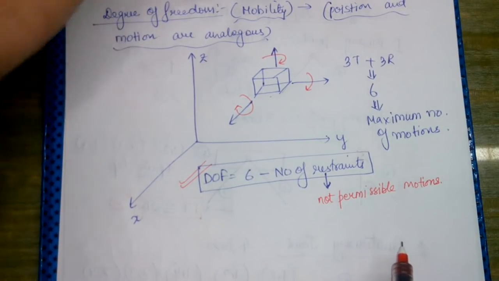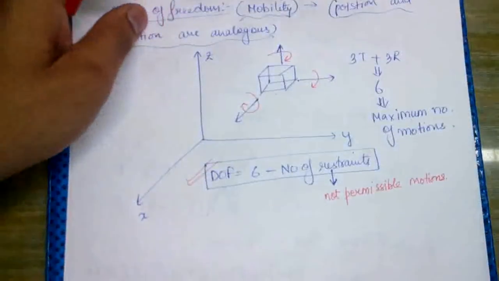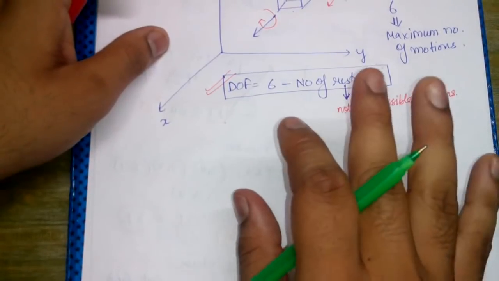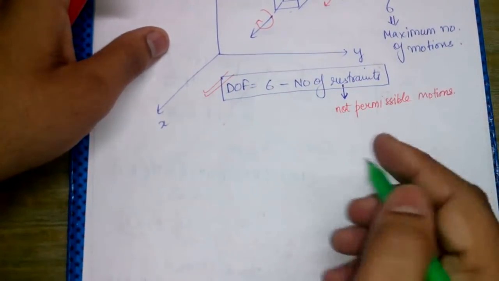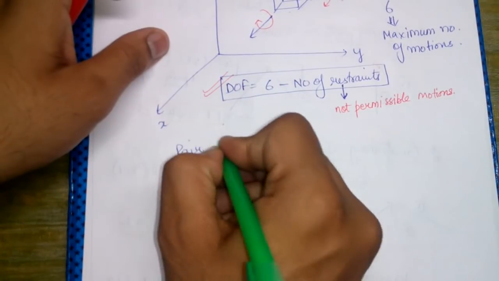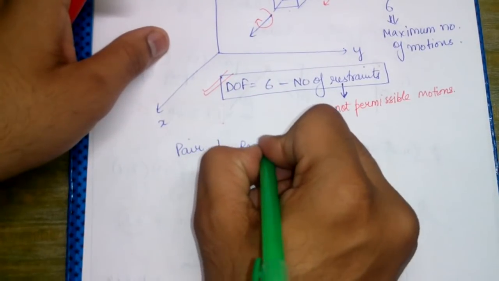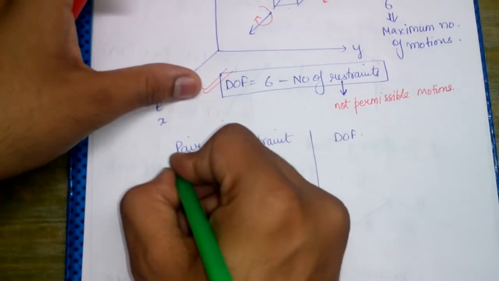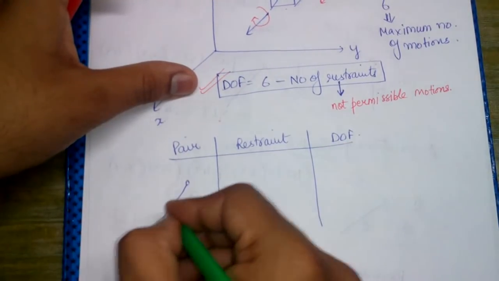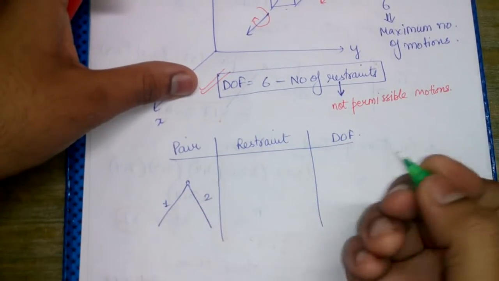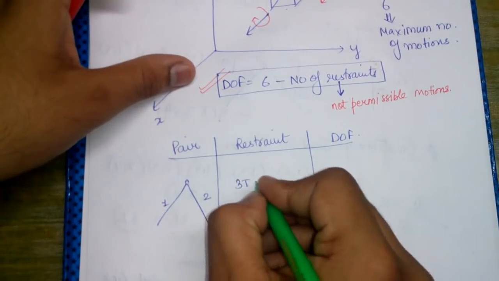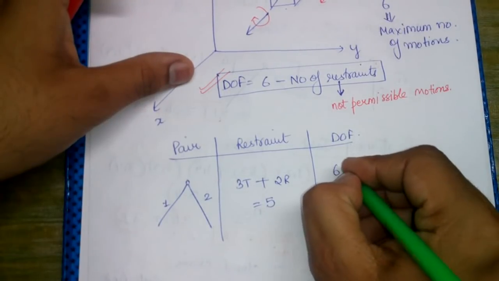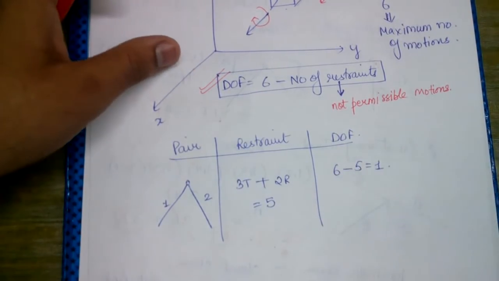Now if we talk about rotation, we have to keep in mind that rotation always takes place in a particular plane. Now let us see the different types of pairs, their restraints and the degree of freedom, abbreviated as DOF. If we have a pair like this, links 1 and 2, it will have 3 translations and 2 rotations, total 5. So the degree of freedom would be 6 minus 5, which equals 1.